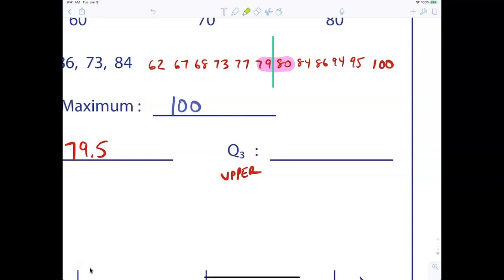I'm doing the lower one. I'm looking at 68 and 73. Those are the numbers in the middle. All right? Wait, it's just 68. Because that's the middle.